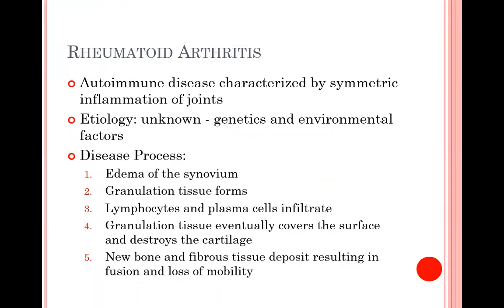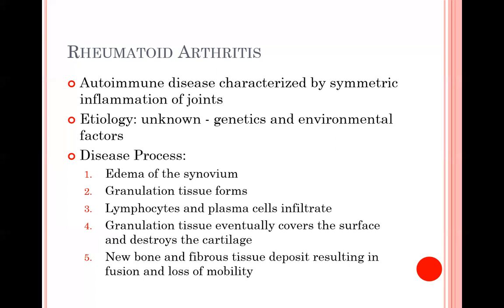So rheumatoid arthritis is characterized by inflammation in the joints. Symmetric inflammation in the joints, and it's actually the synovium to be specific, but the etiology is unknown. Genetics and environmental factors may play a role. What happens is there's swelling in the synovium, and then granulation tissue forms because of this initial swelling.